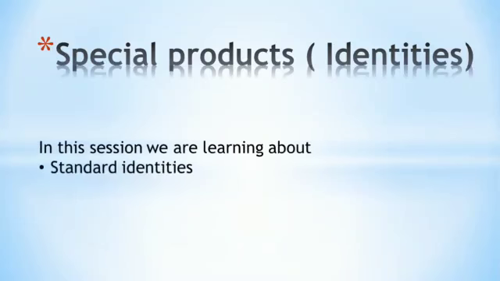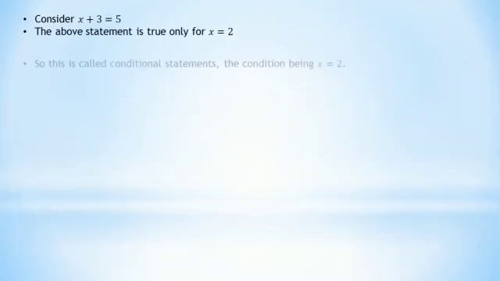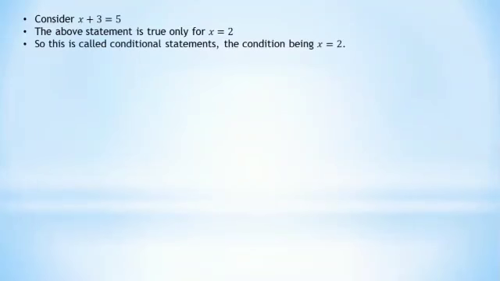Hello everyone. In this video, you are learning about special products that are called identities. Let us consider x plus 3 is equal to 5. You know that x takes the value of 2. It is only true for x is equal to 2. This type of statement is called a conditional statement, where the condition is x is equal to 2.